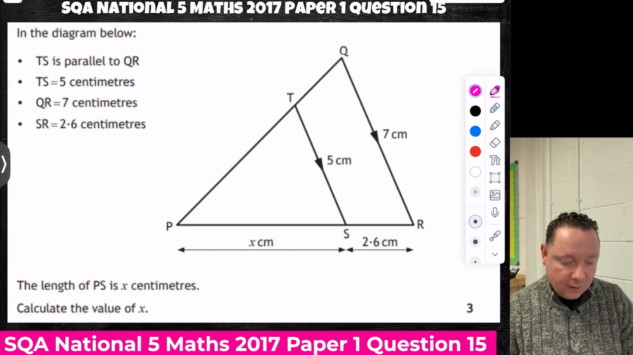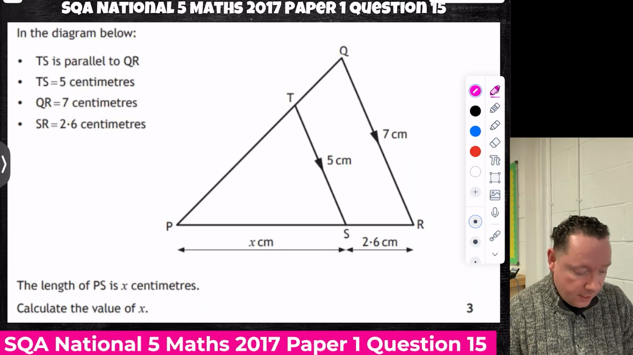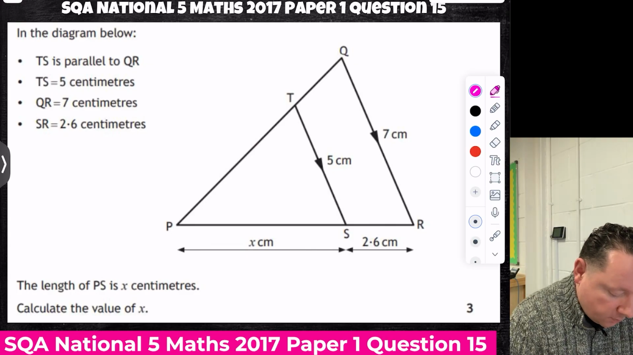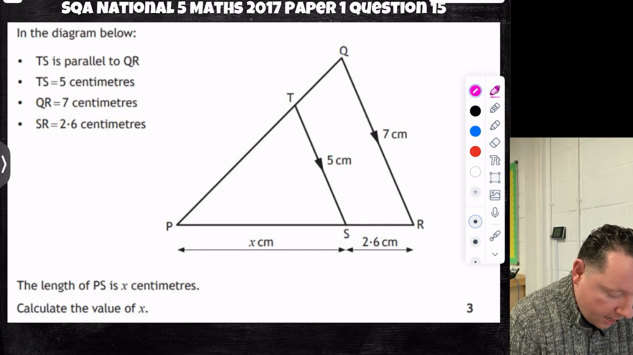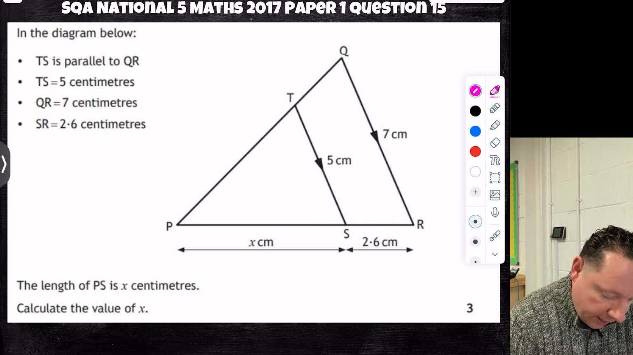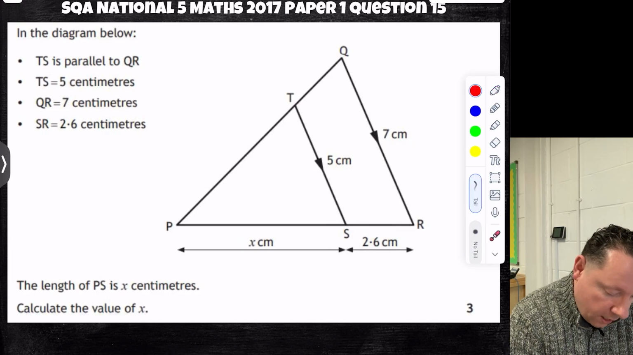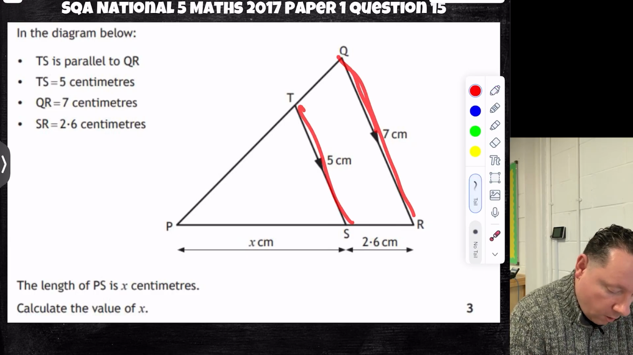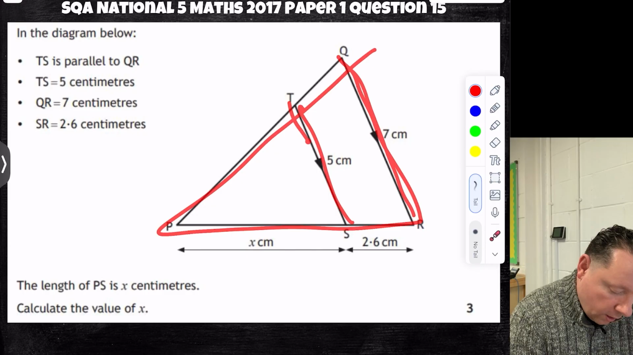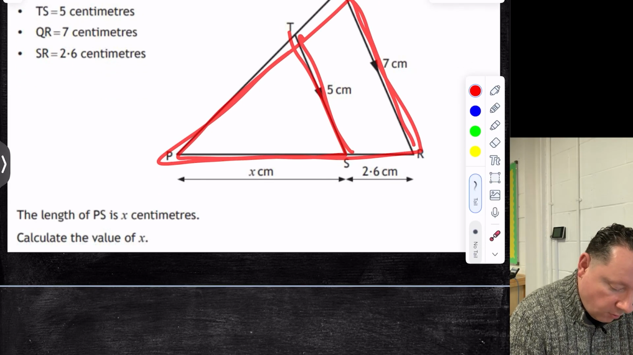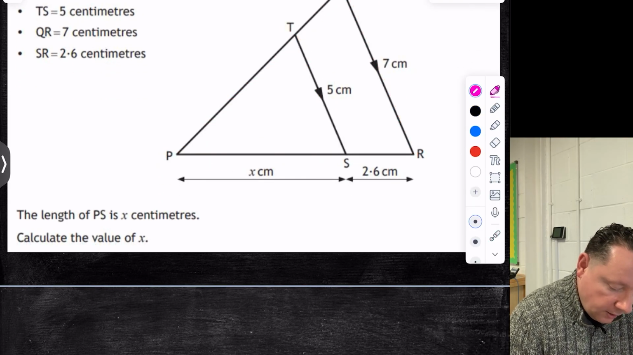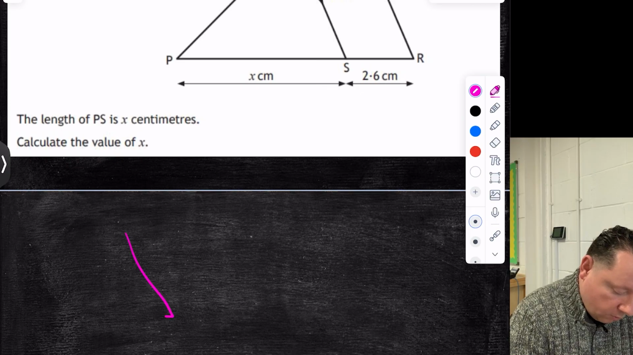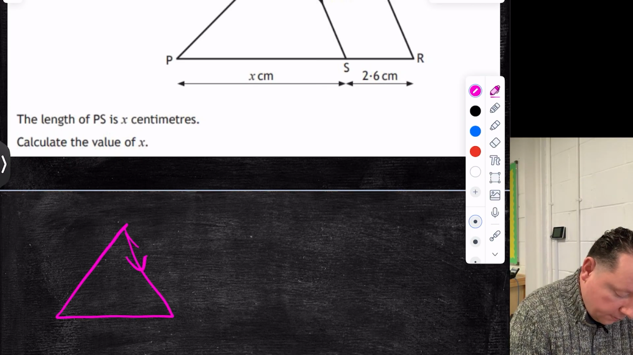SQA National 5 Maths 2017, paper 1, question 15 on similarity. In the diagram below, TS is parallel to QR, TS is 5, QR is 7, SR is 2.6. Find the length of PS, which is x. Calculate the length of x. So this is similarity because we've got parallel lines and making triangles. So we've got one big triangle and one little triangle. So I can draw them out separately to illustrate this. For the small triangle, that goes like this. I'll put the little arrow on it.